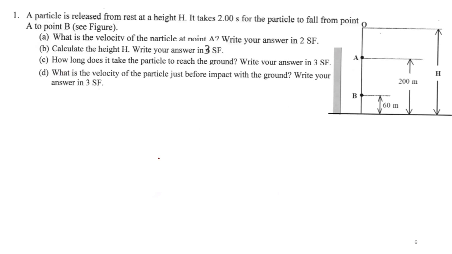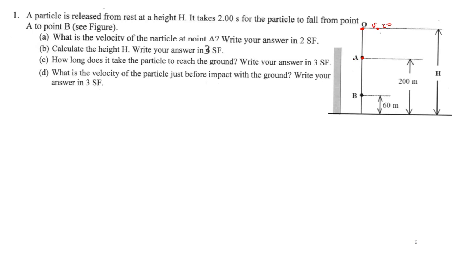Okay, let's look at this. What do we have? We have a particle which is released from rest at a height h. I release it from rest, here. It takes 2 seconds for the particle to fall from point A to point B, and I ask you to look at the figure carefully. So here I release it from rest, so initial velocity is 0. I release the object, it's falling down.